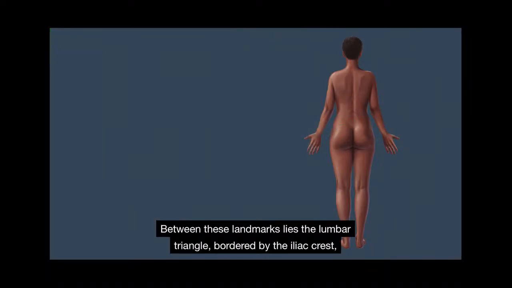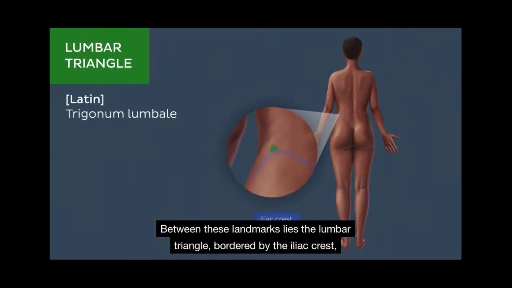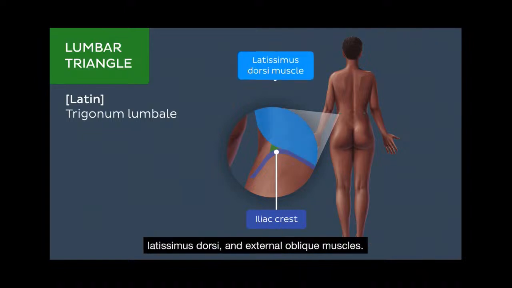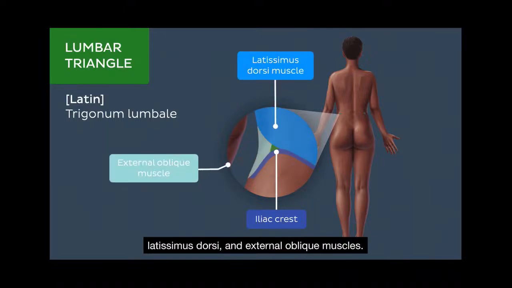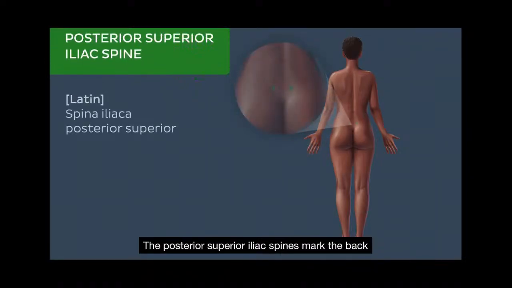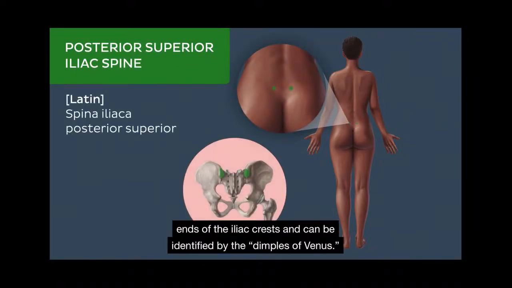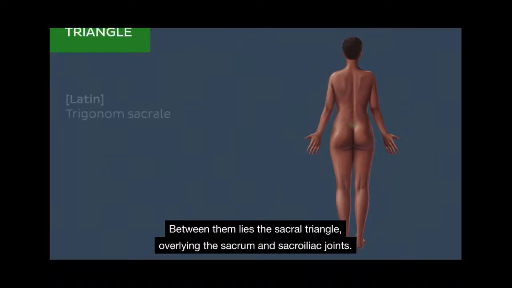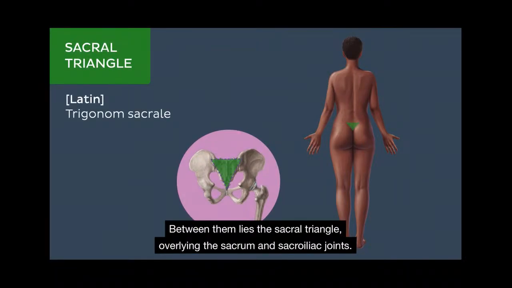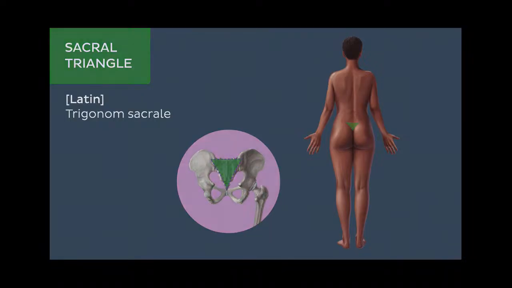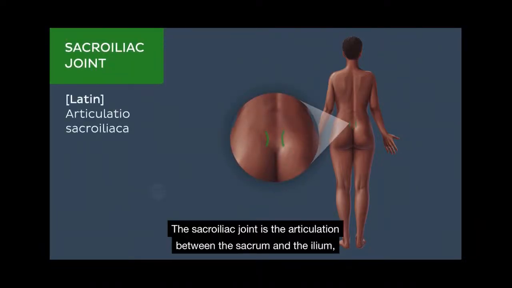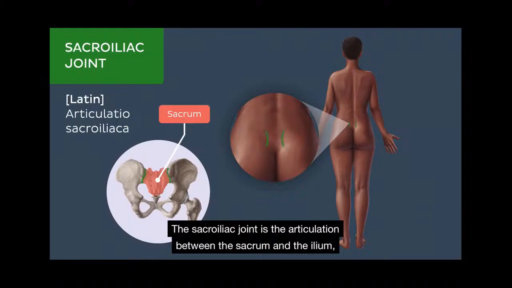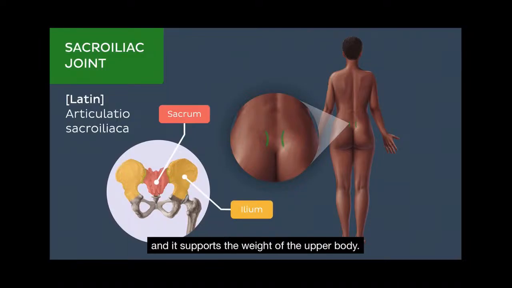Between these landmarks lies the lumbar triangle, bordered by the iliac crest, latissimus dorsi, and external oblique muscles. The posterior superior iliac spines mark the back ends of the iliac crests and can be identified by the dimples of Venus. Between them lies the sacral triangle, overlying the sacrum and sacroiliac joints. The sacroiliac joint is the articulation between the sacrum and the ilium, and it supports the weight of the upper body.